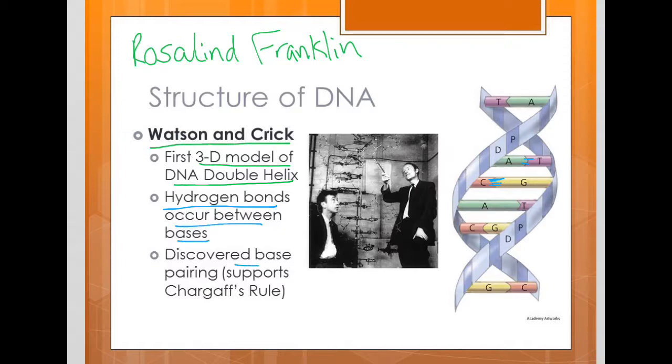And so the base pairing rules were that A always pairs with T and G always pairs with C, which of course supports Chargaff's rule in that the amount of G will always equal the amount of C, and that makes sense now because they will always be found together. And so that is our double helix structure of DNA.